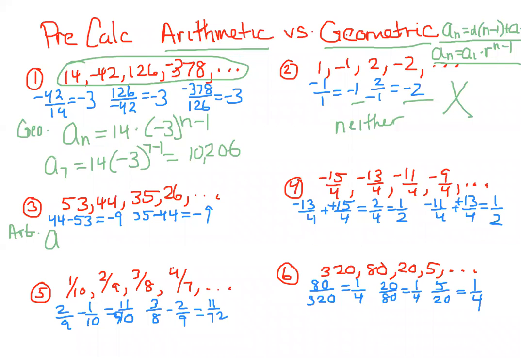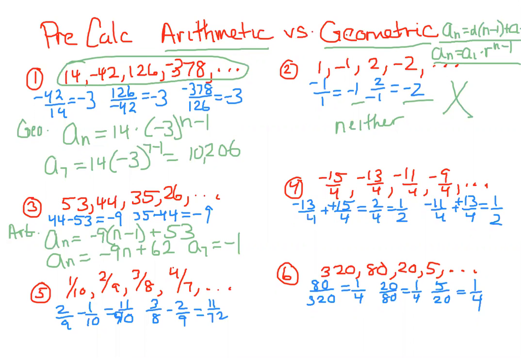So I'm going to use this. I'm going to say d times n minus 1 plus A1. And I'm going to simplify this. Don't leave it like this. Simplify so that I get negative 9n plus 62 when I distribute that negative 9. And A7, if I substitute a 7 in for n, I'll have negative 9 times 7 plus 62. I should get negative 1.